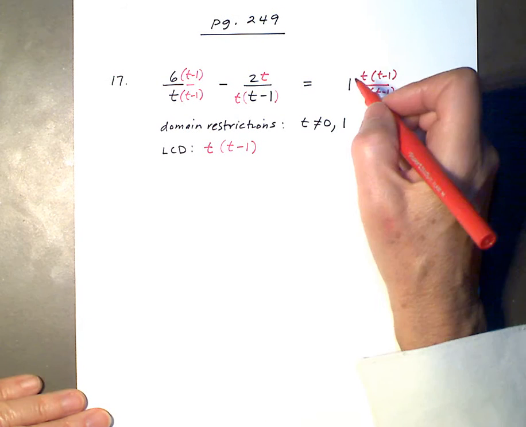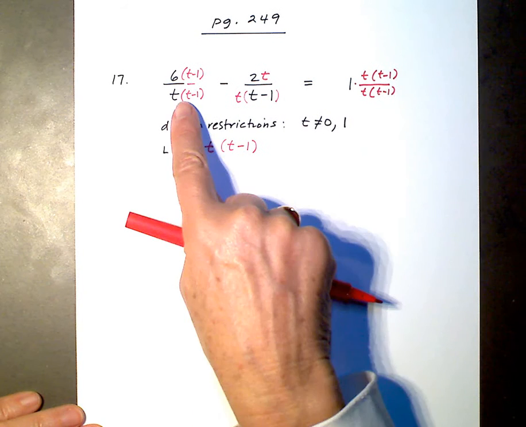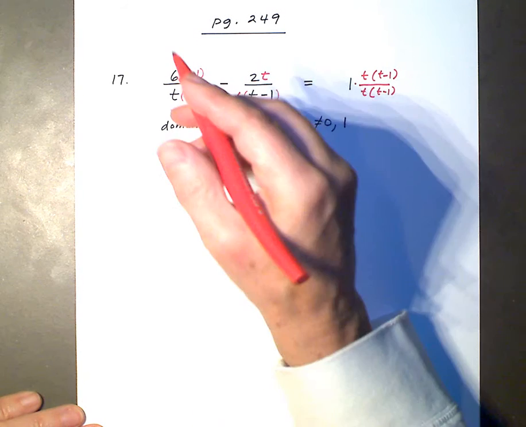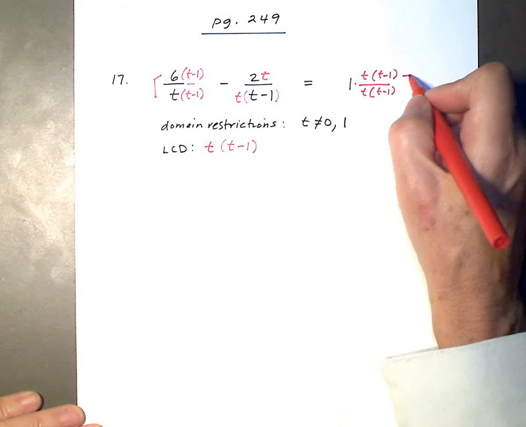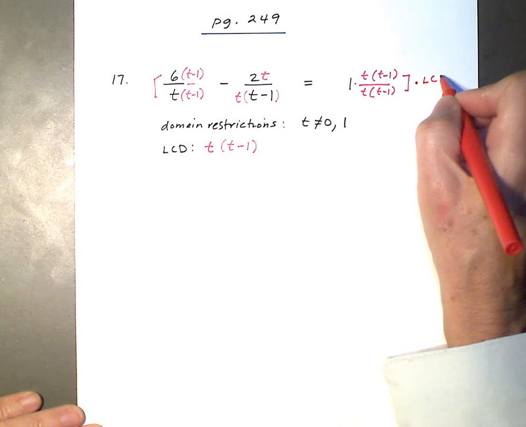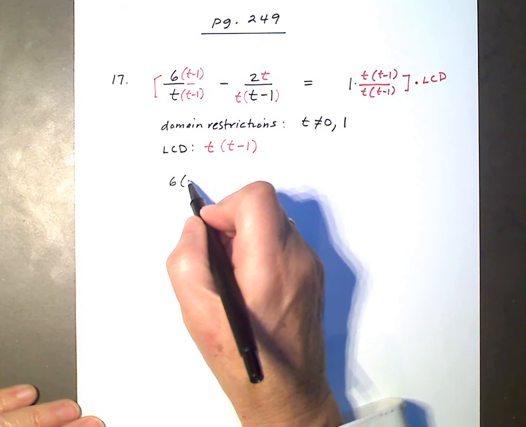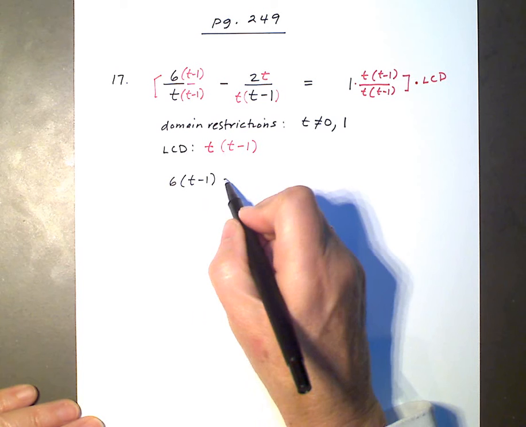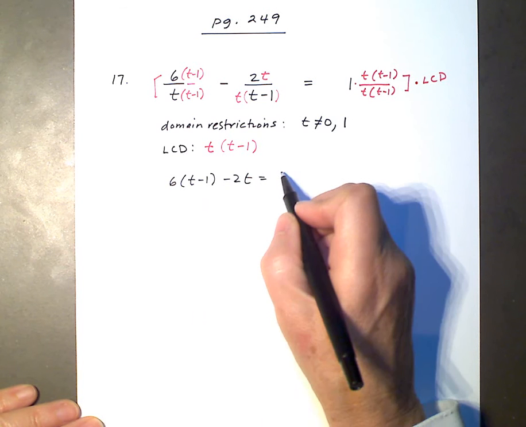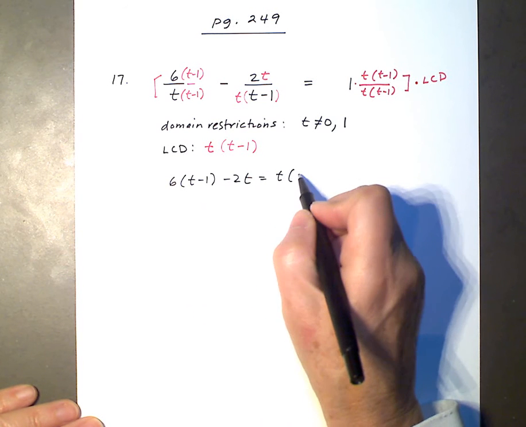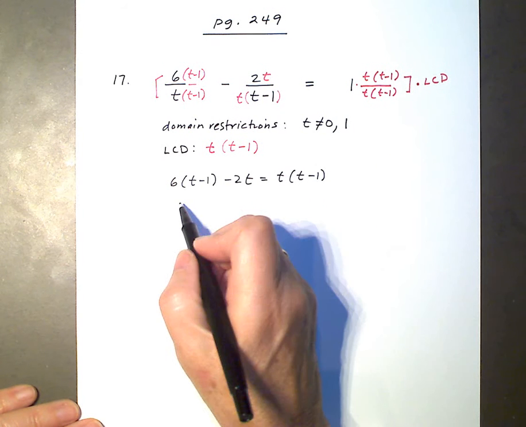So now everything is written over the lowest common denominator, so I can merely indicate that I'm going to now multiply every term by that lowest common denominator, and all of the fractions will clear. So I'll just have the numerators left in an equation here, so t times t minus 1.